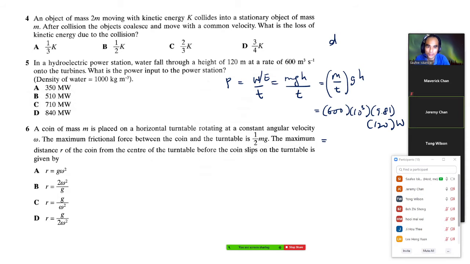Density is mass over volume, so mass equals density times volume. So this is density, this will be the volume, times g and times h. If you calculate everything, you have 710 megawatts.